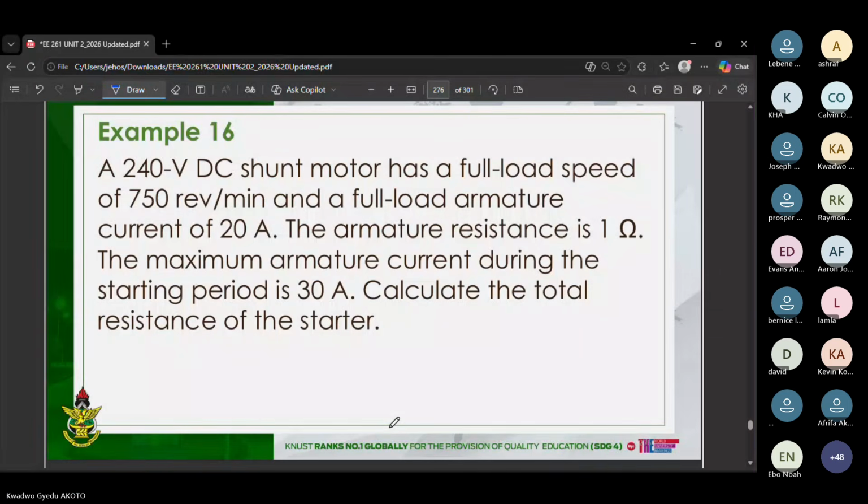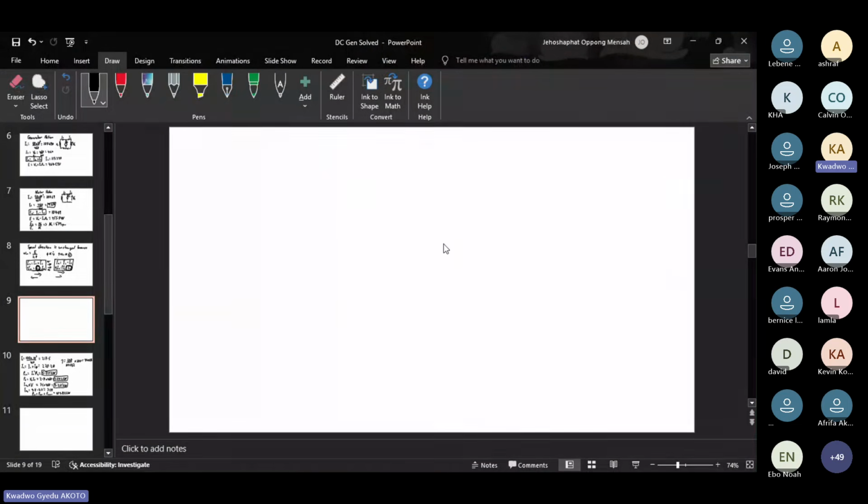Okay. I think I skipped one page, so I'm just going to write it here so that you know the example I'm dealing with. Example 16.